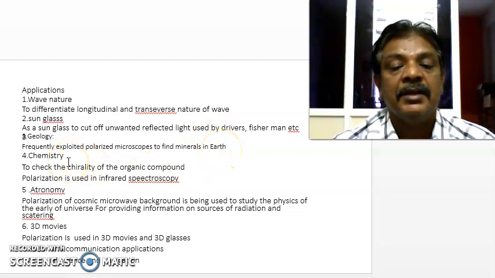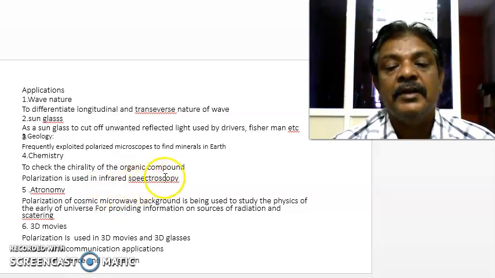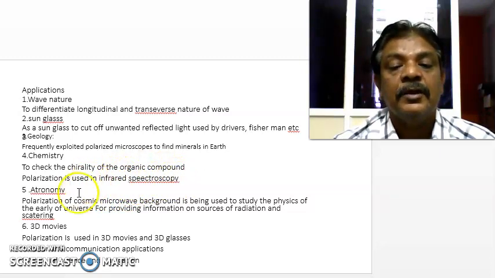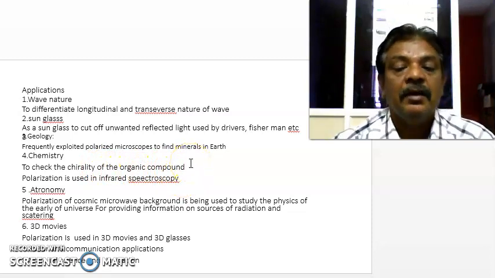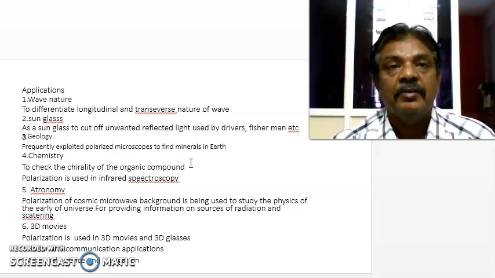Next one is chemical application, to check the chirality of organic compounds. Polarization is used in infrared spectroscopy, where polarized light is used for the study of chirality of organic compounds. Some organic compounds rotate the polarization to the right side, some to the left side. If the rotation is to the left side, they are levo crystals; rotation to the right side are called dextro crystals. Like that, some organic compounds have rotational properties that can be checked by using polarized light.